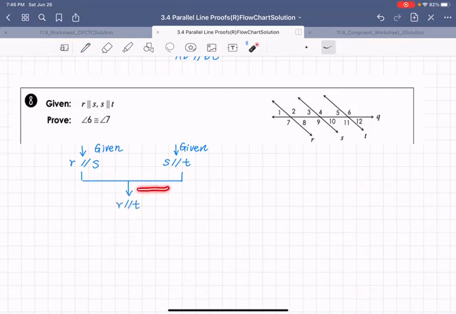What do we write down here? Transitive property. Good. Now R is parallel to T. So these two angles will be congruent. Very good. Because alternate exterior angles.